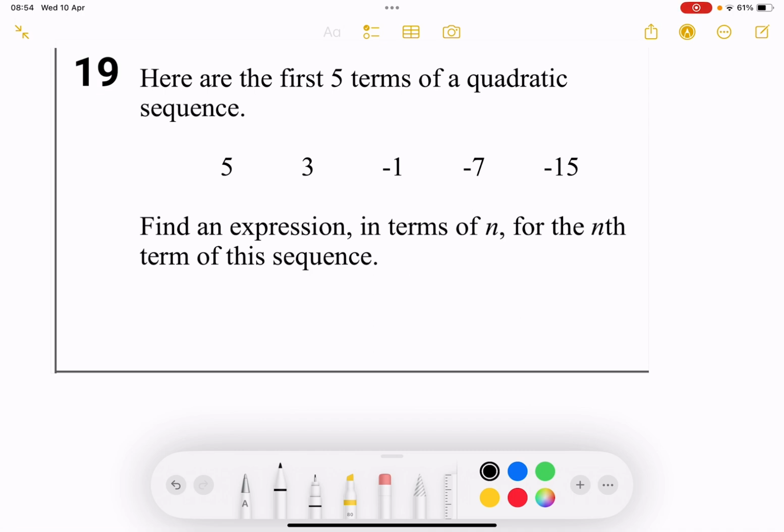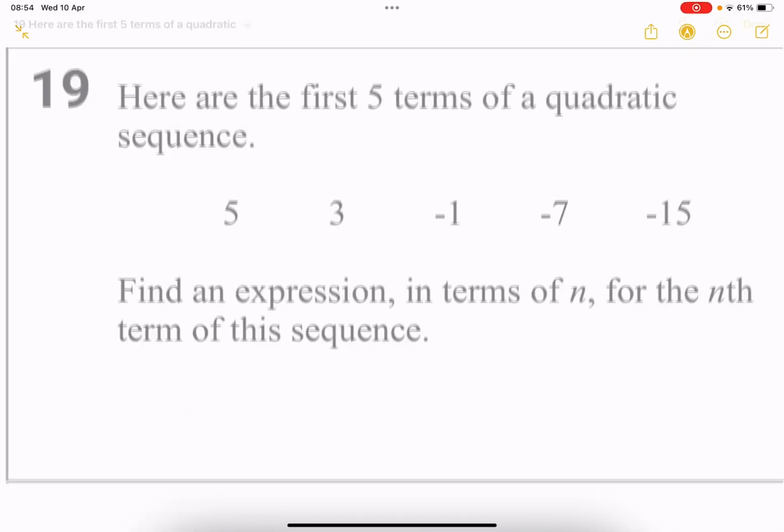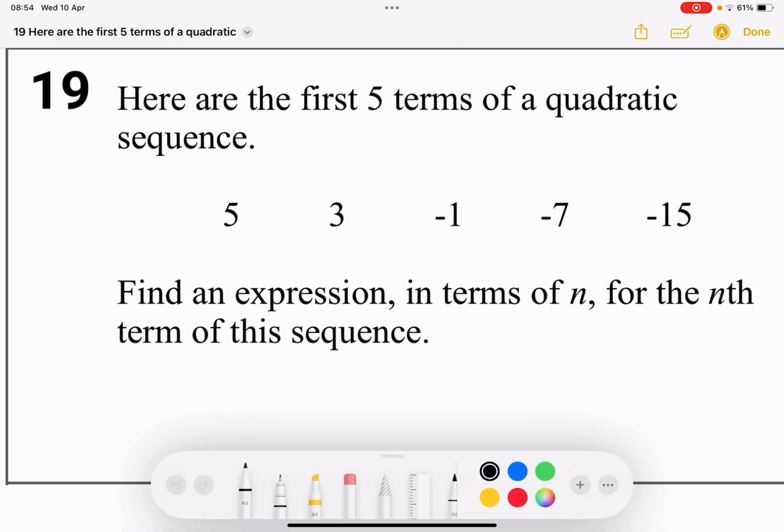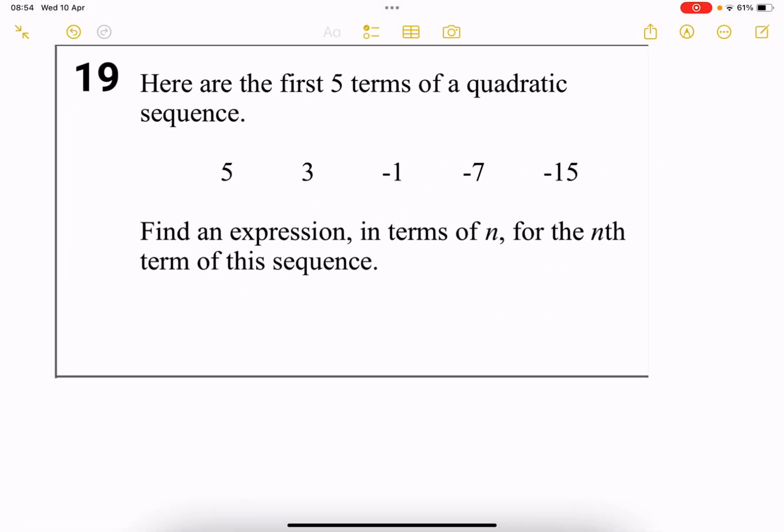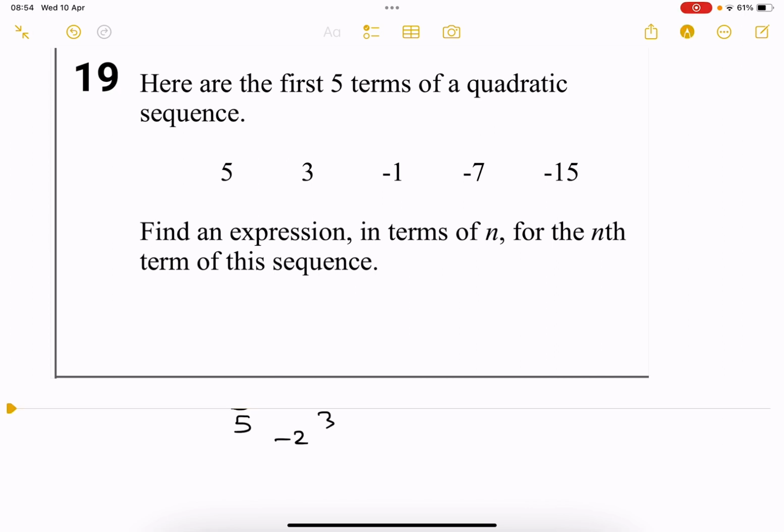So if I look at the differences here, from 5 to 3 is -2. From 3 to -1 is -4. -1 to -7 is -6. And -7 to -15 is -8. So these are all different. However, if I carry on to the second difference, I've got -2, -2, -2.